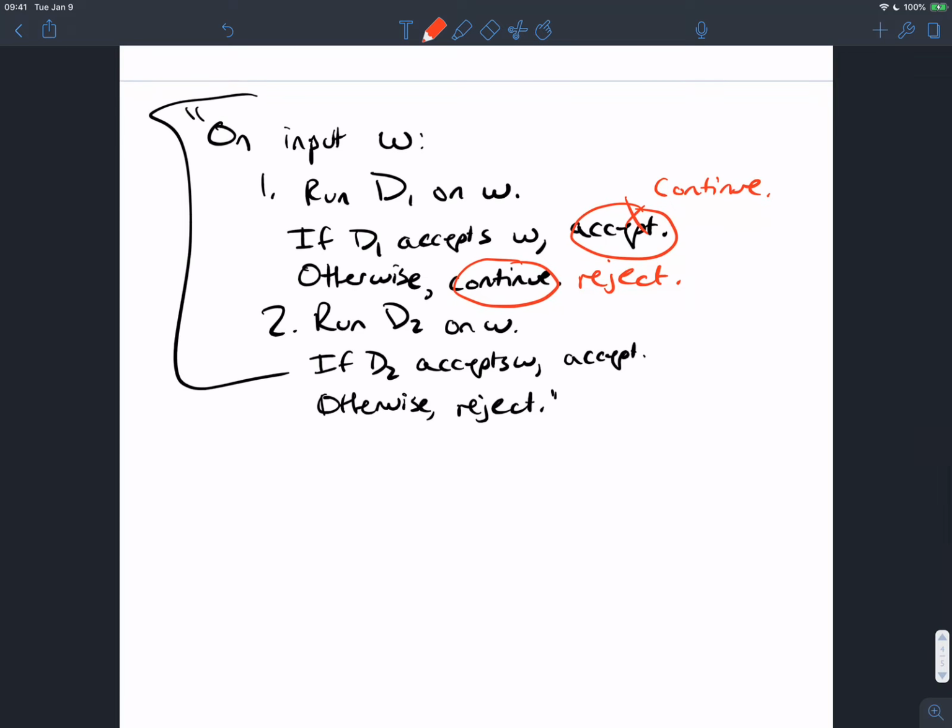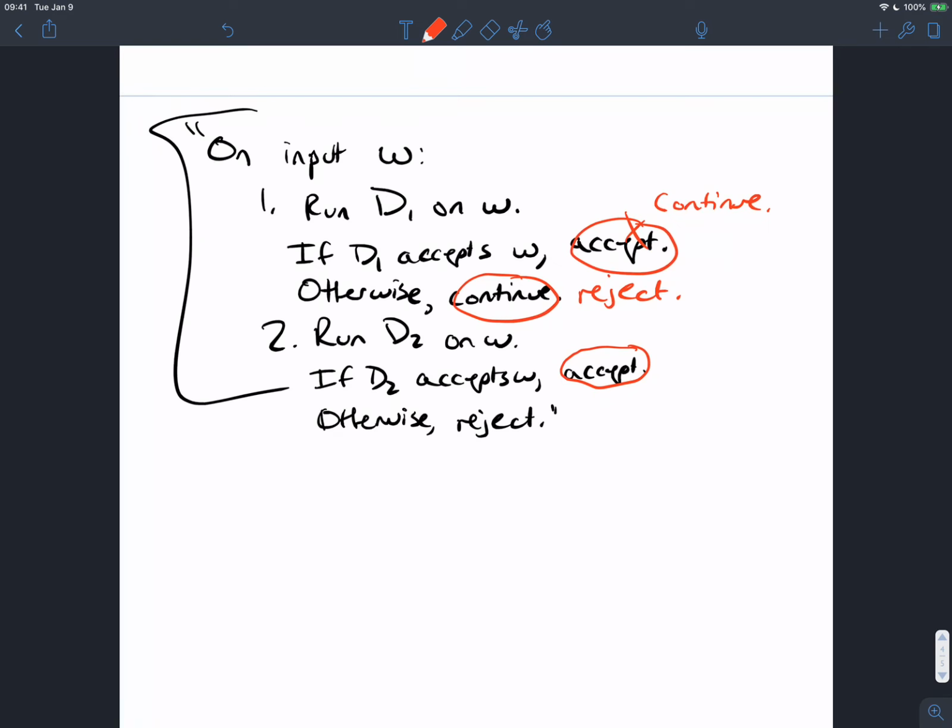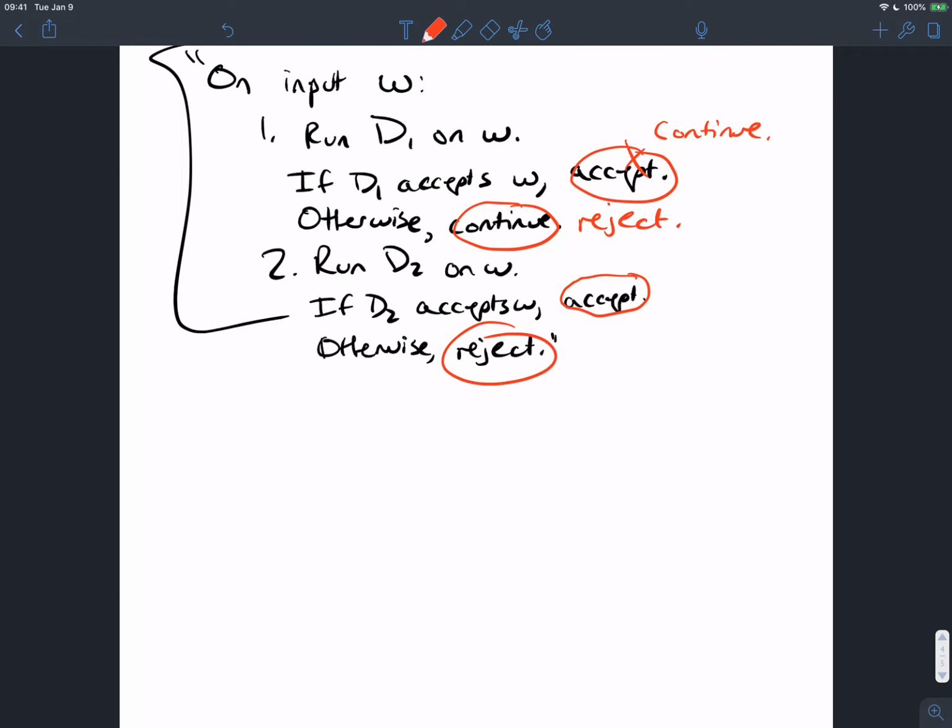No, good. So now, if we get to this point, if D2 accepts w, should we say accept there? Yes, because the only way we could have gotten to that point is if the first machine said yes, and then now the second one also said yes. So it means it's in the intersection. What about this reject at the end? That should also be the same because the second machine said no, and so it therefore can't be in the intersection either.